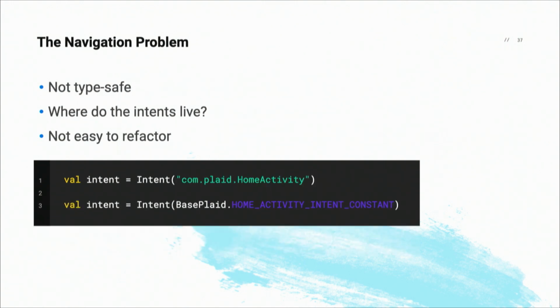One option that we have is we can use explicit intents. We can say, go to this class directly. We don't really need to know about the class. But the big question is, where do these live, and how do we refactor them? If I change home activity to main activity, this string doesn't get updated, which is a real pain in the butt. You've got to go through and find all the different changes.